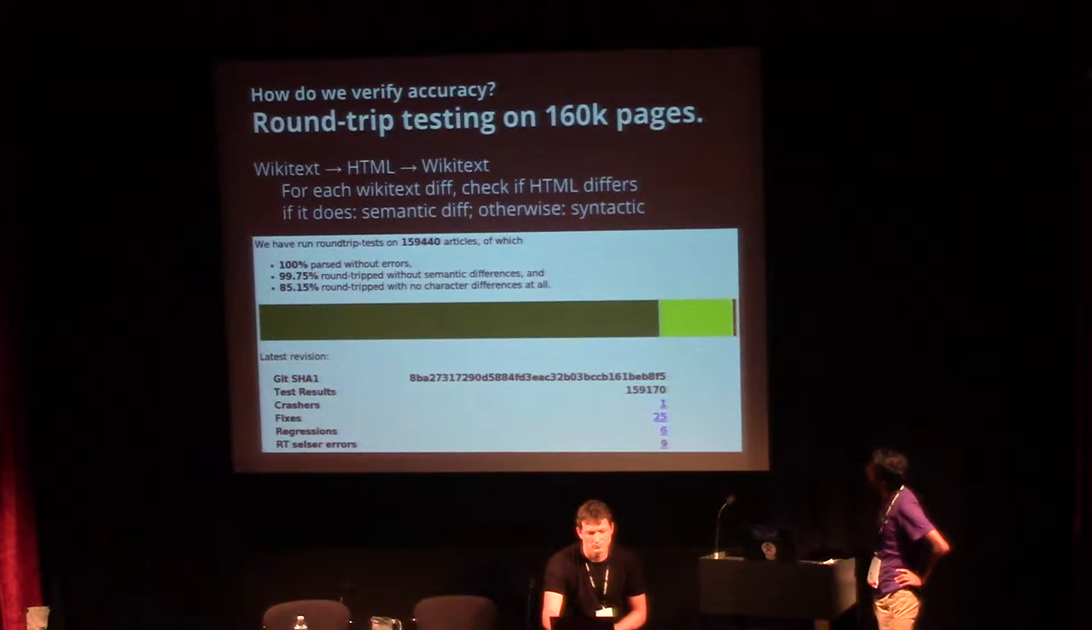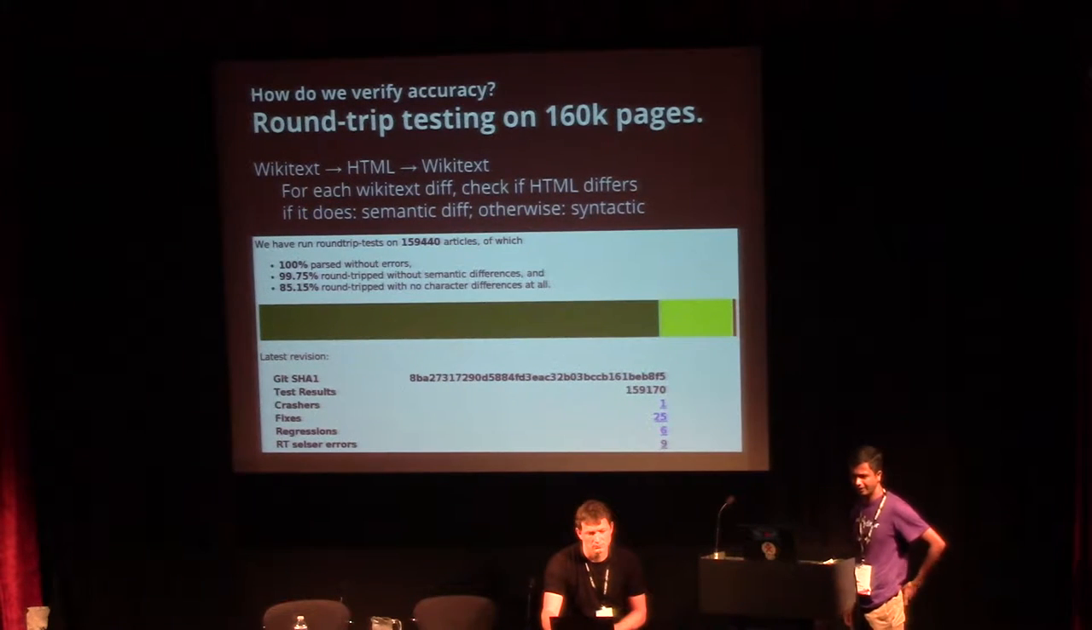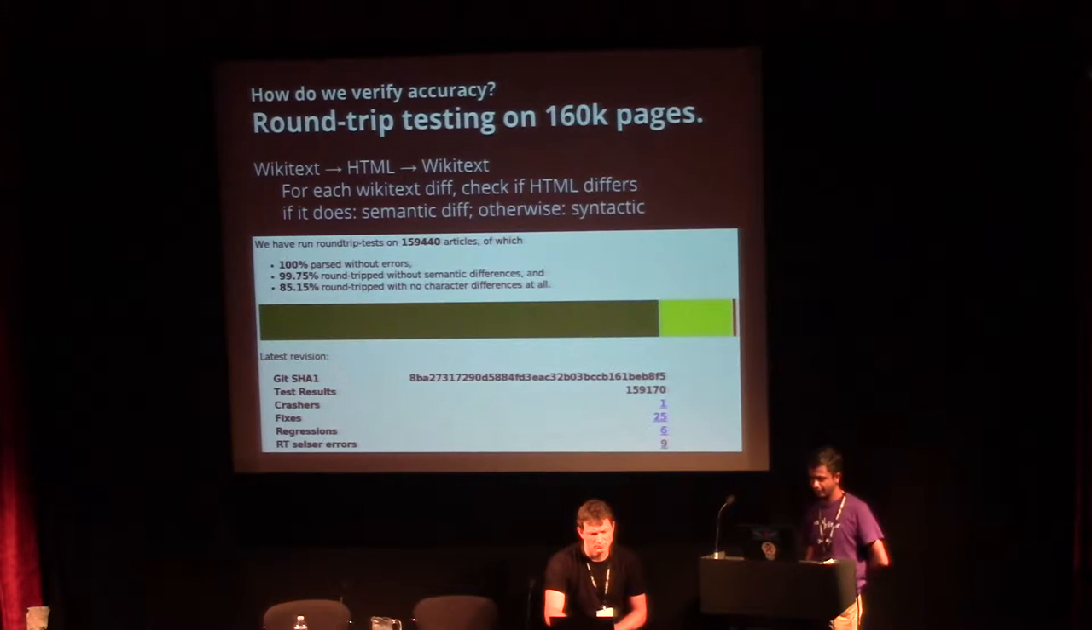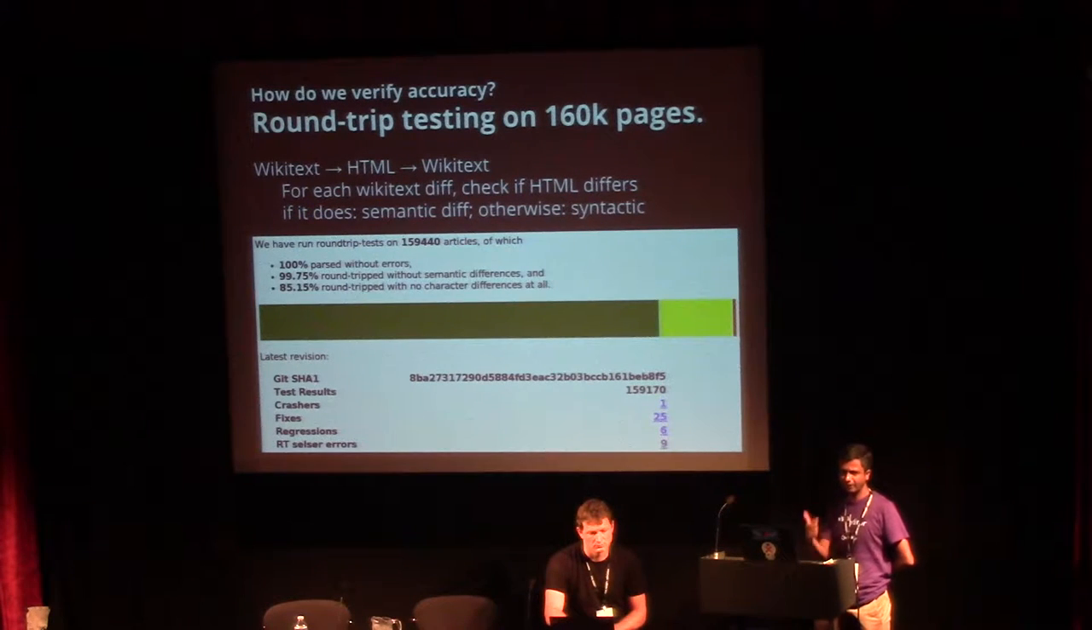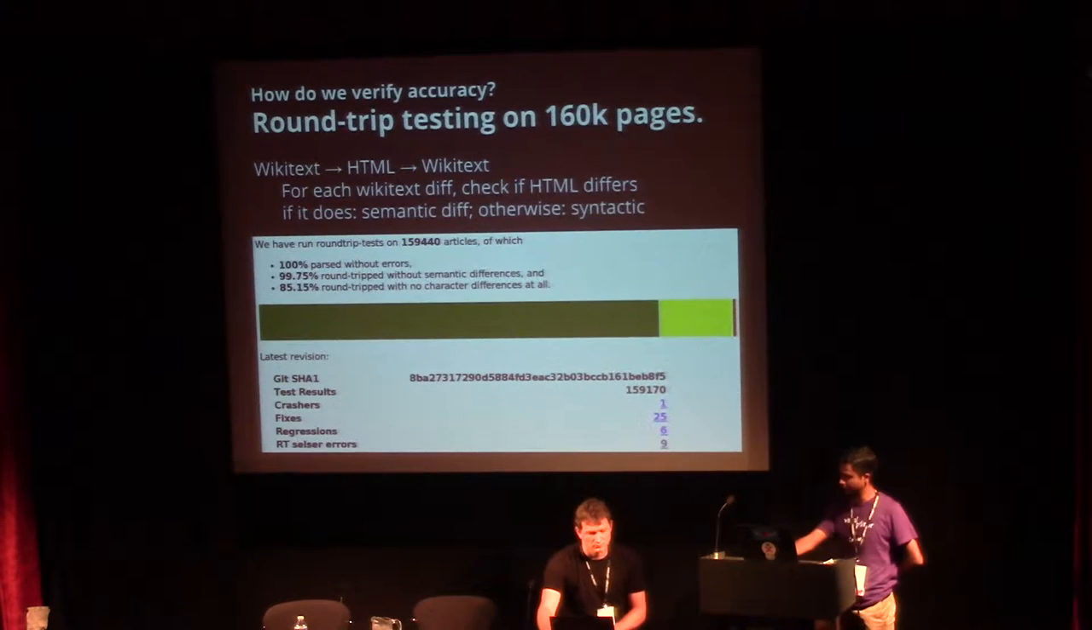The other thing that's very critical for deploy is that we also do a lot of round-trip testing on production pages. So we are running our tests every night on about 160,000 pages from about 10 to 15 wikis, I think. And what it does is take Wikitext, convert to HTML, and go back to Wikitext. And based on that, we have a technique to figure out whether the diffs we found are meaningful or not.